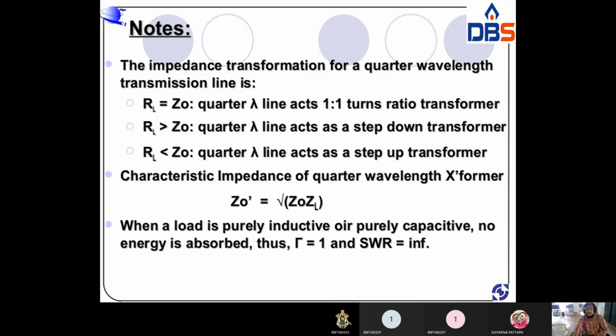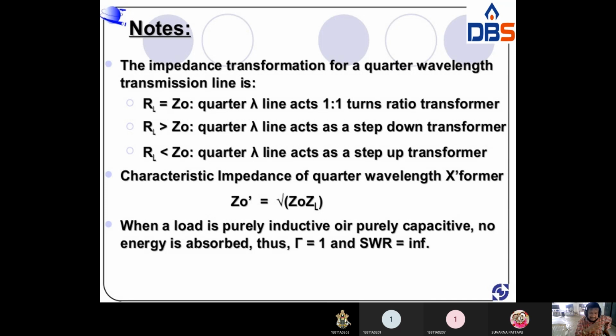And sometimes we can write it like this. The RL value is equal to Z naught. It is a ratio transformer, that is nothing but the transformation ratio. The transformer is a 1:1 transformer ratio. RL greater than Z naught means it will act as a step down transformer. RL less than Z naught means it will act as a step up transformer.